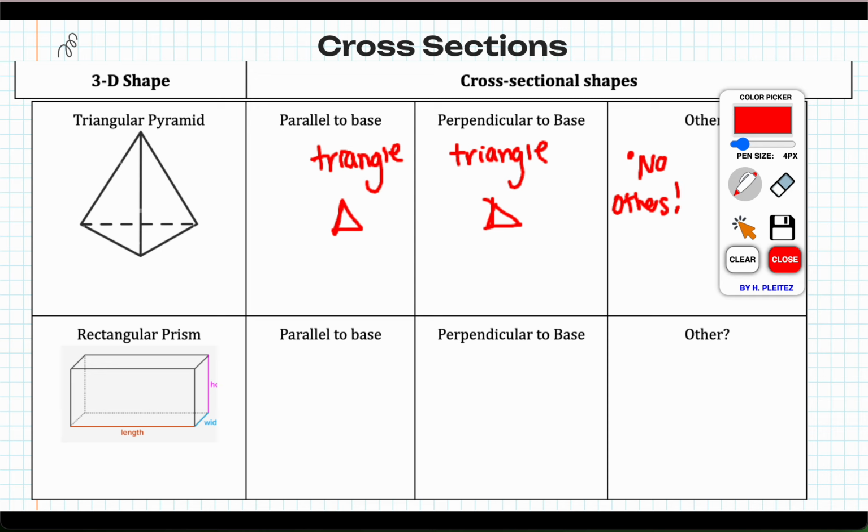Now for a rectangular prism, remember the difference between a prism and a pyramid is that a prism is not coming to a point. So let's just make some predictions. So if we have a rectangular prism and we're parallel to the base, I'm predicting that it's going to be a rectangle.